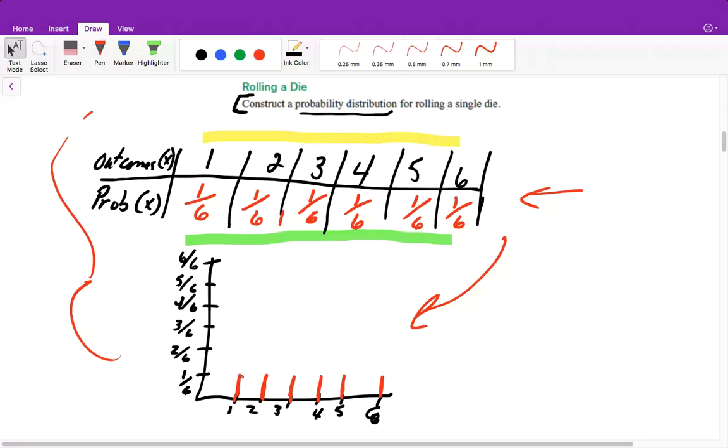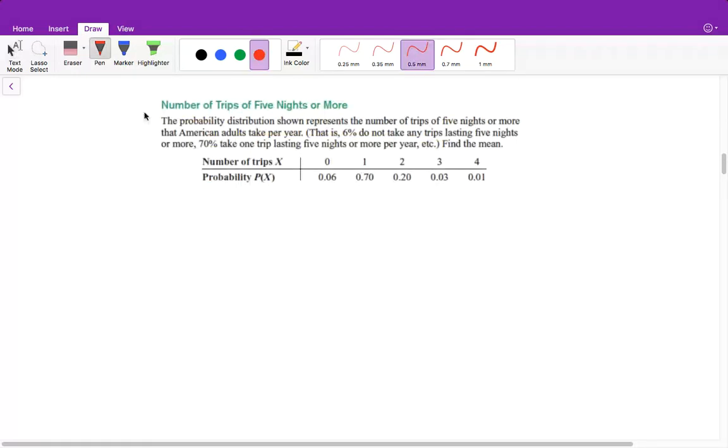All right, so that is it for this section, but we're going to continue with section 5.3 in the same video. In section 5.3, we were taking those probability distributions and finding the means of them.